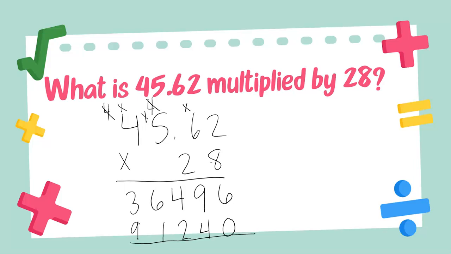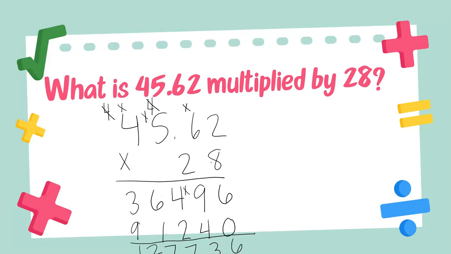Add these up. 6 plus 0 is 6. 9 plus 4 is 13. Put down the 3, carry the 1. 1 plus 4 plus 2 gives us 7. 6 plus 1 gives us 7. 3 plus 9 gives us 12. Now, we are not done.